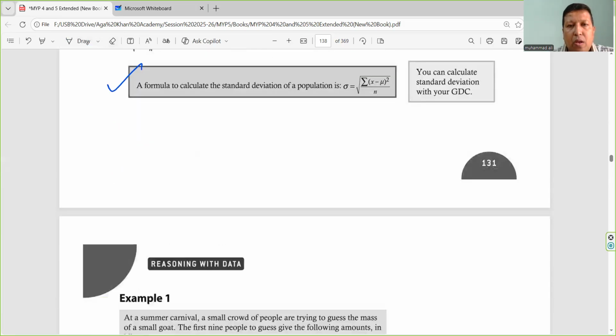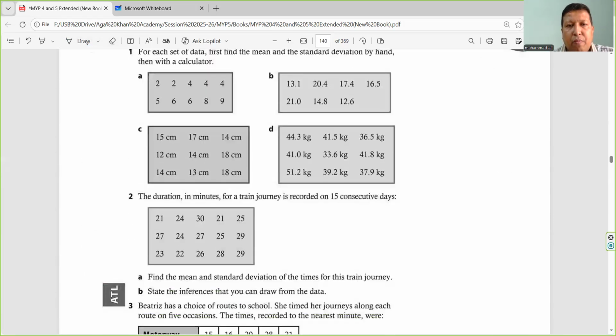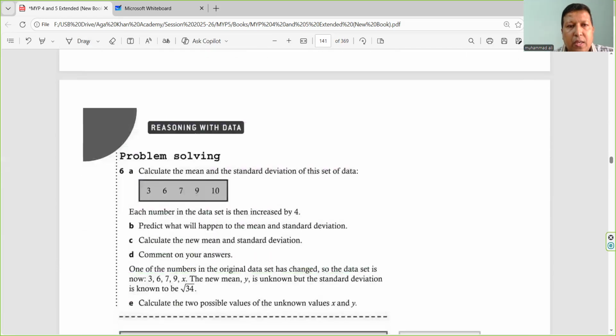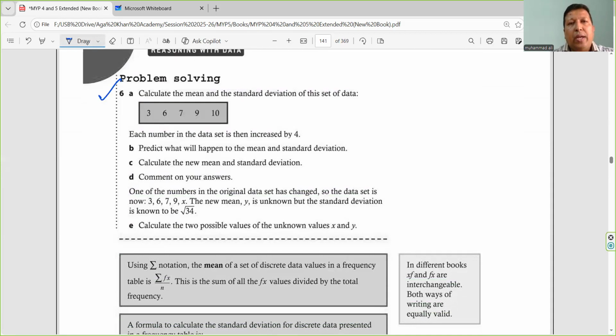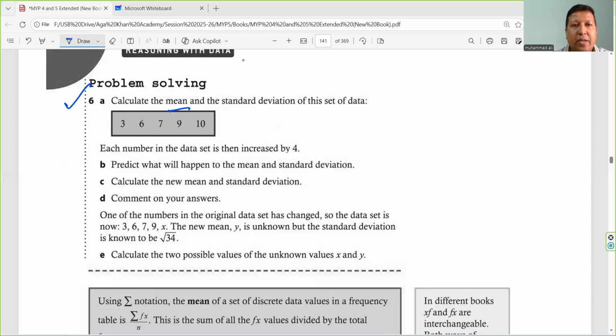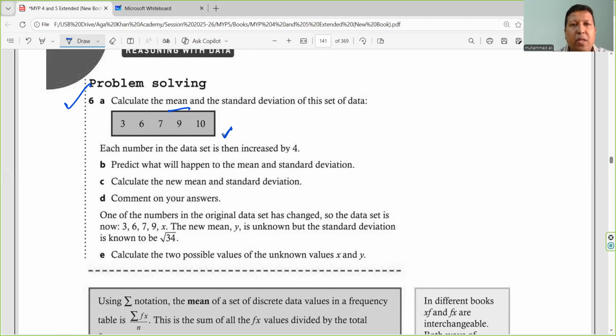Now we want to select one math problem and try to solve it. Question number 6. Calculate the mean and standard deviation of the set of data. The data are 3, 6, 7, 9, and 10. Each number in the data set is then increased by 4. So at first, we try to find the mean and standard deviation of this data.